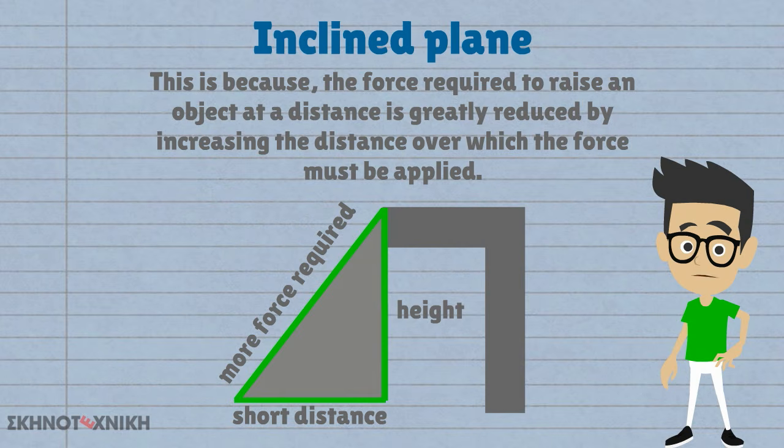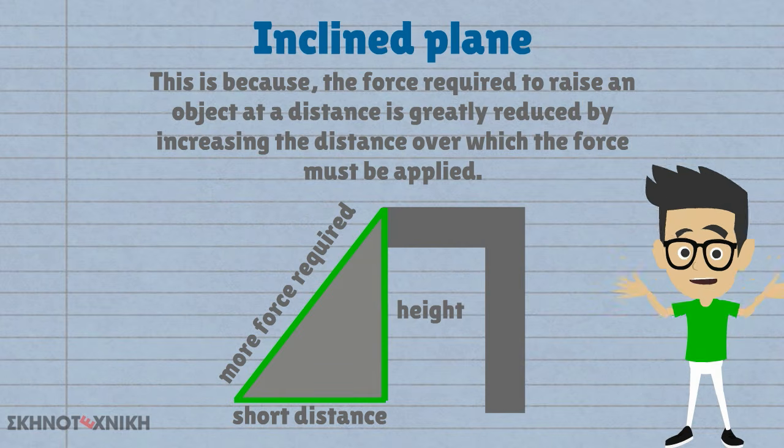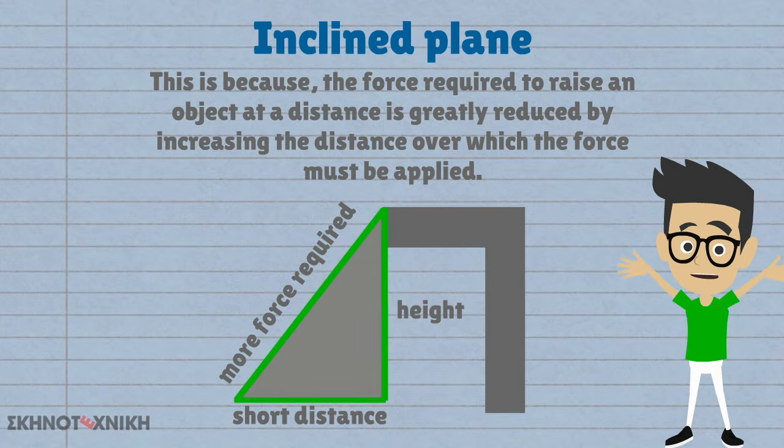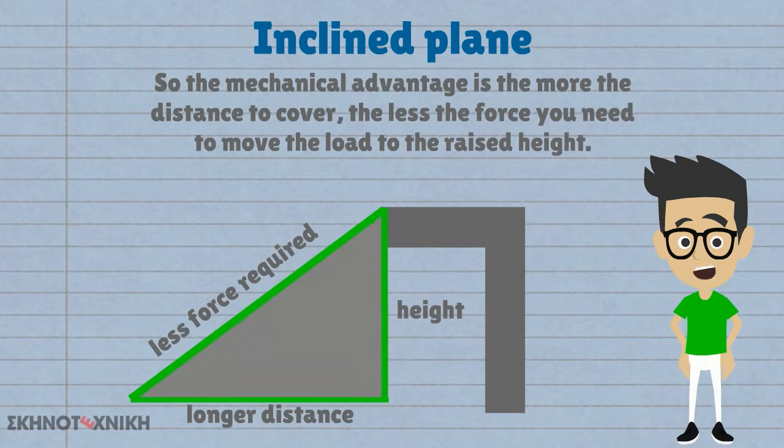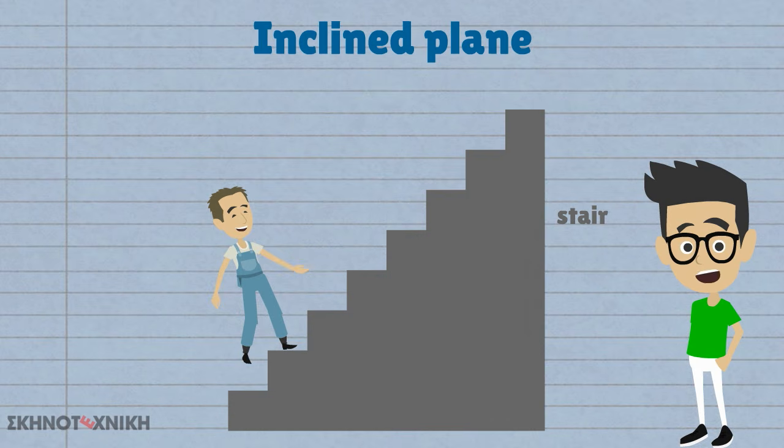This is because the force required to raise an object at a distance is greatly reduced by increasing the distance over which the force must be applied. So the mechanical advantage is the more the distance to cover, the less the force you need to move the load to the raised height. Did you know that a stair is an example of an inclined plane?